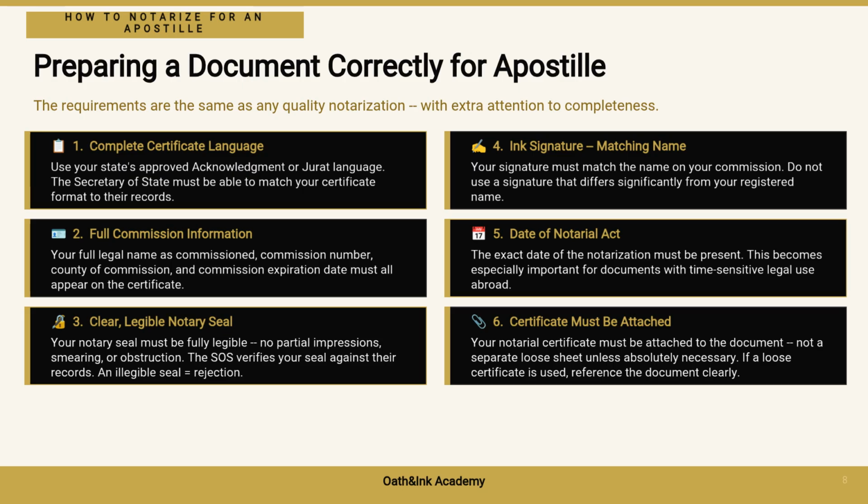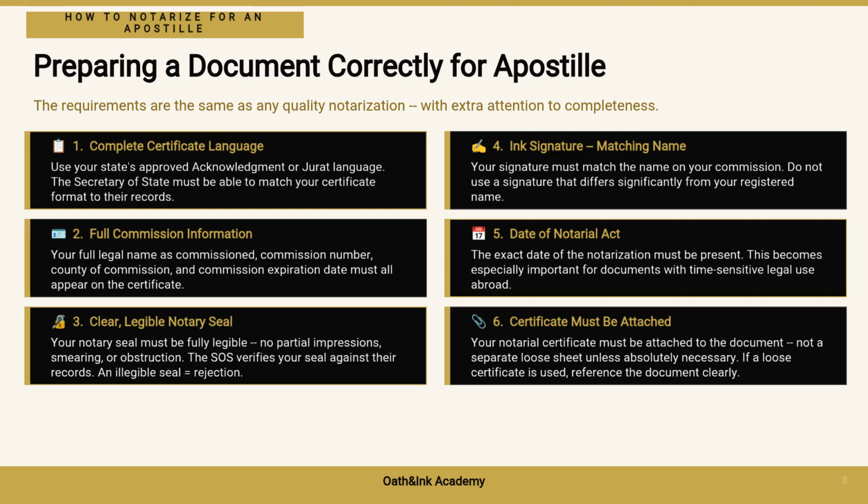This one cannot be overstated. The Secretary of State literally compares your seal to the seal registered with their office. A partial impression, smearing, or obscure text makes verification impossible. Press deliberately. Third attempt if you have to, but make it clear.